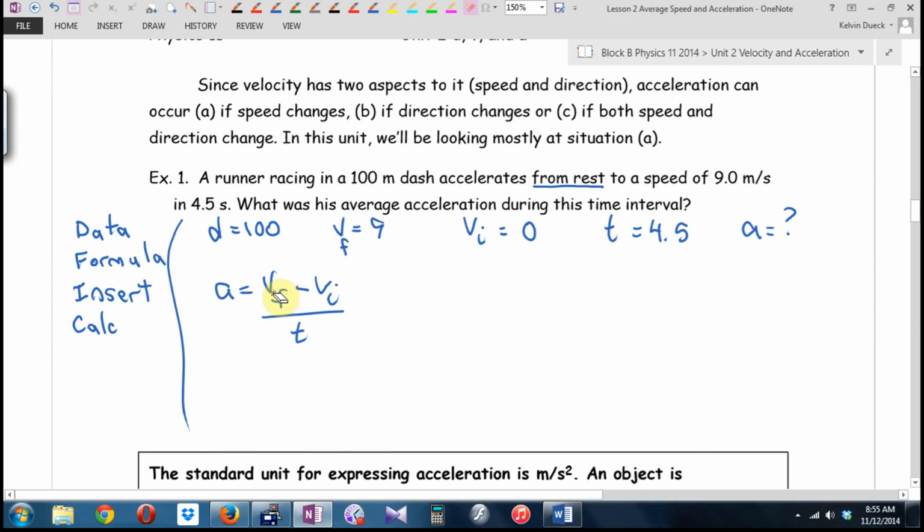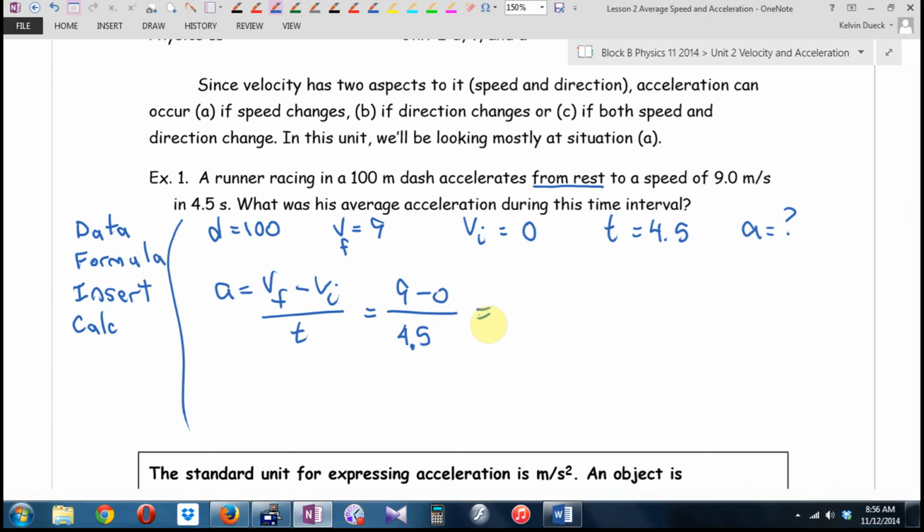Do I know VF? Yeah, by the way, so you've got a nice, quick, easy way to check. Glance, right? Do I know VI? Do I know T? What extra information did they give me that I haven't bothered using? Didn't need it. Okay? Nine minus 0 all over 4.5. Stop. In your head, Thomas, what's 9 take away 0? 9. I picked these numbers carefully. What's 9 divided by 4.5?